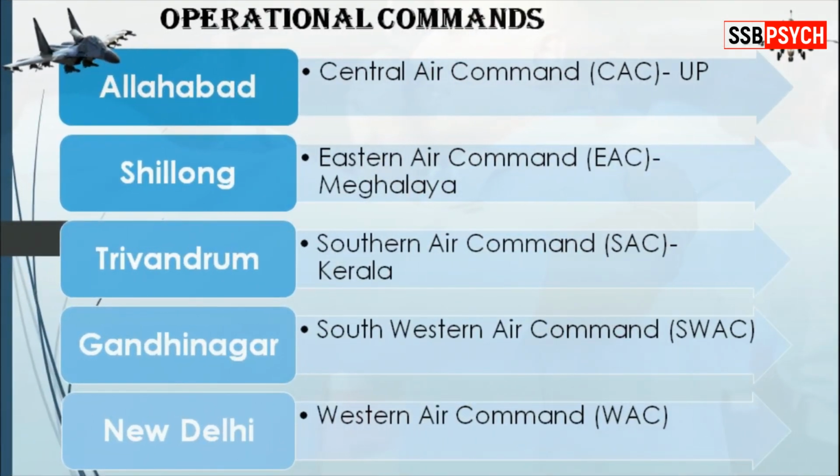When we talk about the operational commands, the first one is the Central Air Command, which is present in Allahabad, or Prayagraj in modern day, in Uttar Pradesh. The second is the Eastern Air Command, present in Shillong, Meghalaya. The third is the Southern Air Command, present in Trivandrum or Tiruvananthapuram in Kerala. The fourth is the Southwestern Air Command, present in Gandhinagar, Gujarat. And the fifth is the Western Air Command, present in New Delhi.